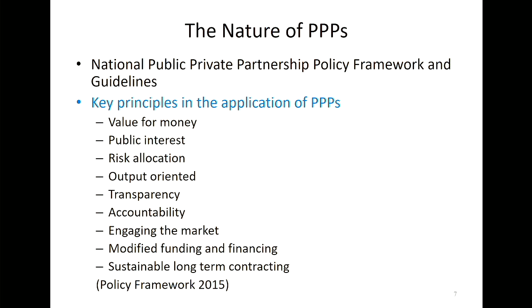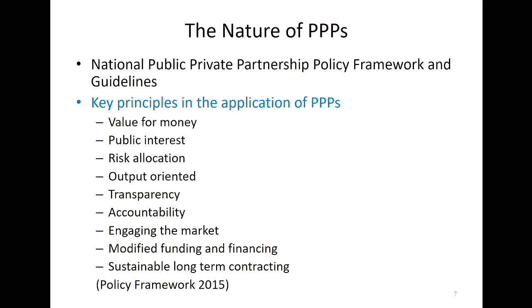Public interest, again, is another important element of PPPs, and is normally considered as part of the overall PPP procurement. Risk allocations, so normally risk will be allocated to the party which is in the best position to manage the risk. So the governments and also the private partners, right? So they have to share the risk between them. It's output oriented. It means that the government will specify what is required, and so the private sector partners will deliver.